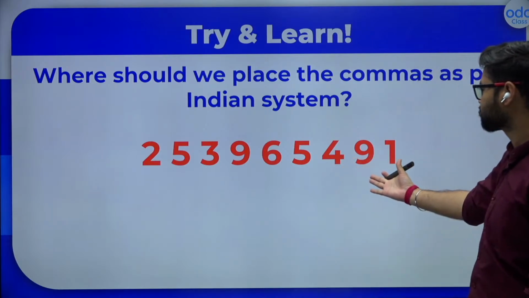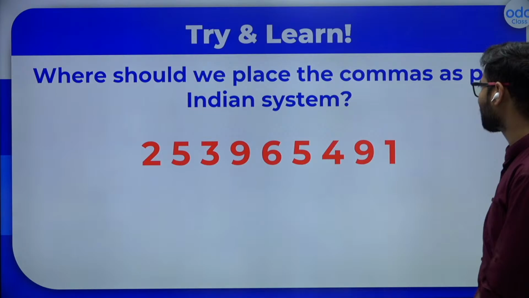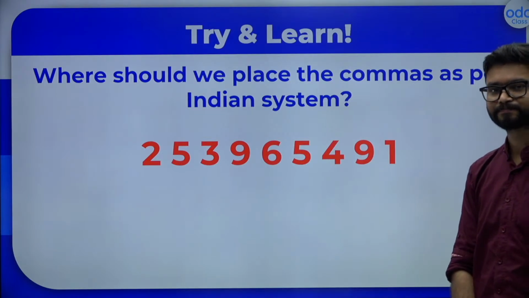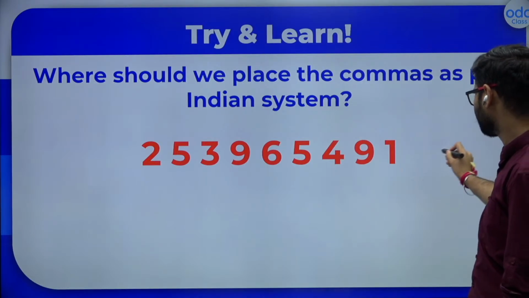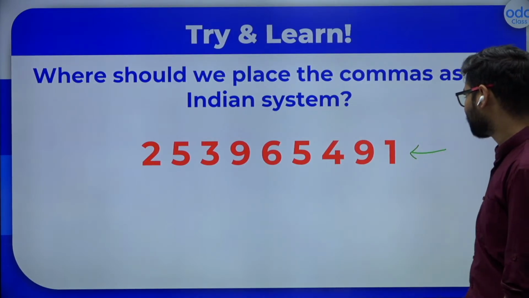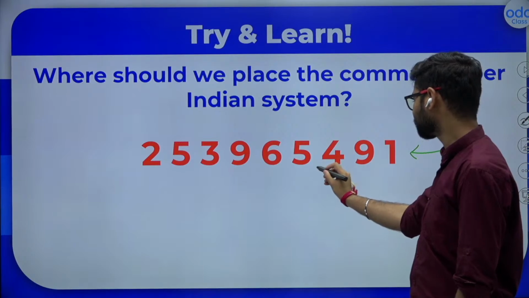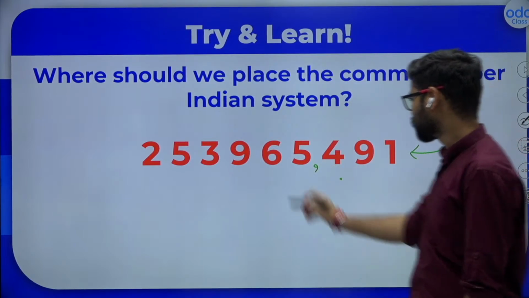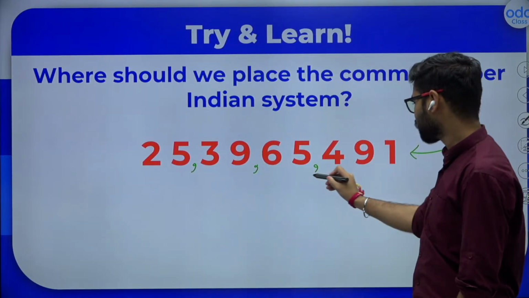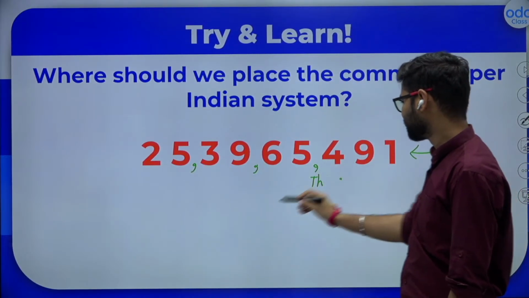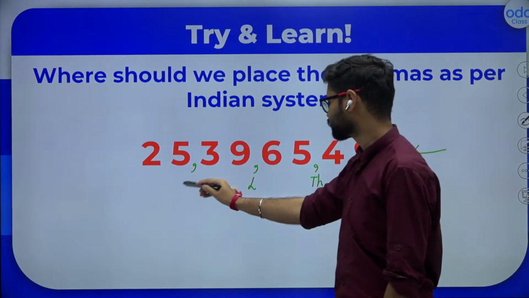So here we have a question. Where should we place the commas as per Indian system? Give this a try. We always start from the right hand side. First comma after 3 digits. Next comma after 2 digits. Next comma after 2 digits. This comma is for thousand, this comma for lakh, this is for crore.